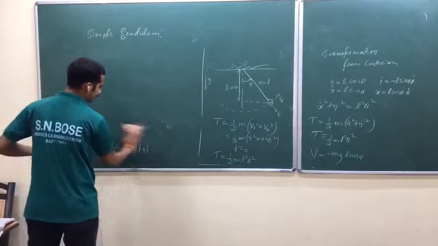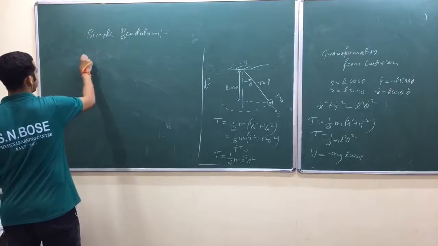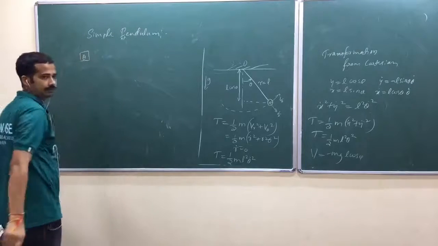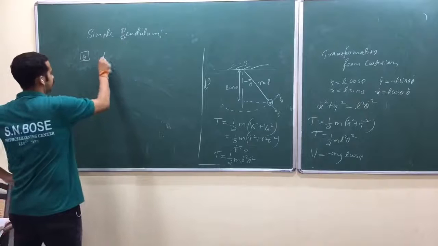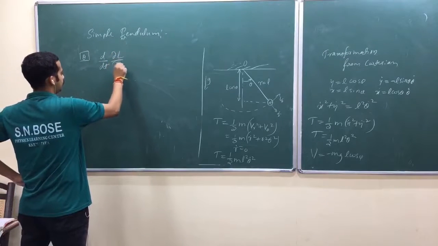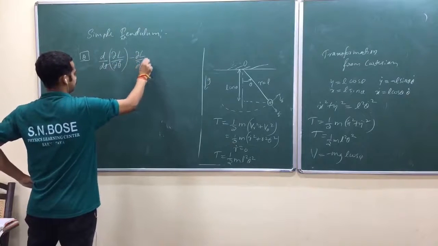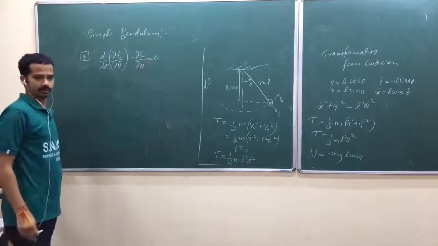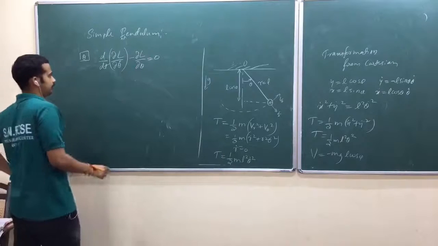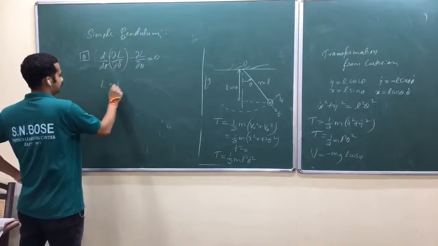Once we write everything in generalized coordinates, we have only one generalized coordinate, theta, am I right? And write your differential equation in terms of theta. Dou L by dou theta dot minus... conservative system. Gravitation is conservative. Is that okay? What is L?